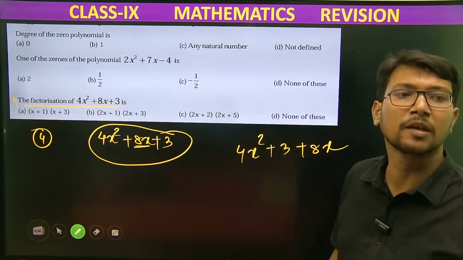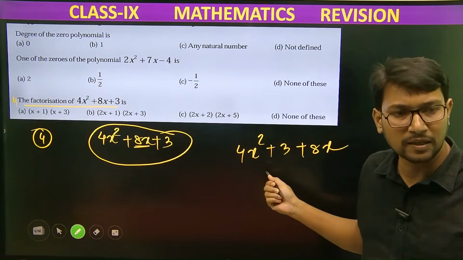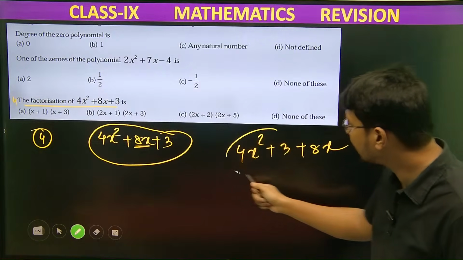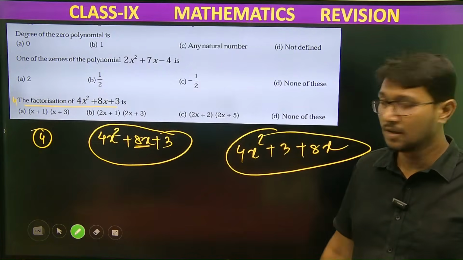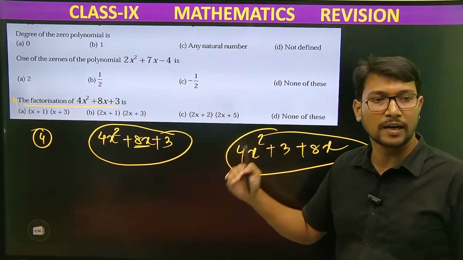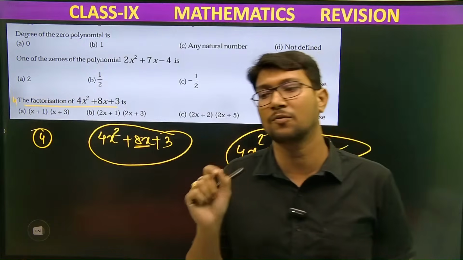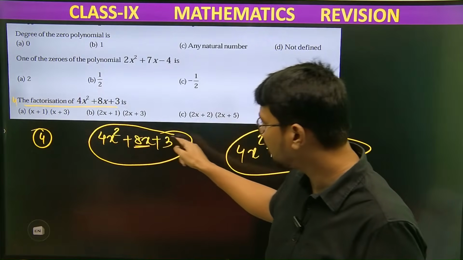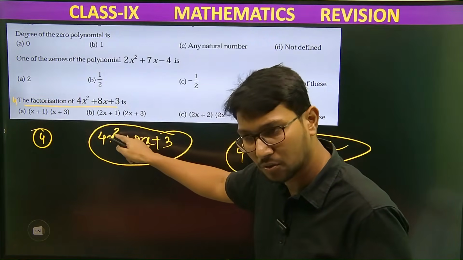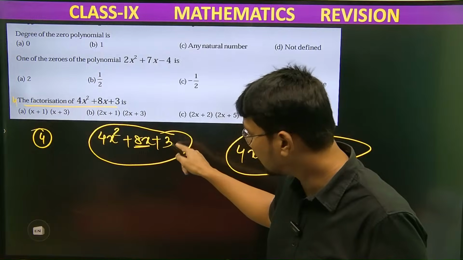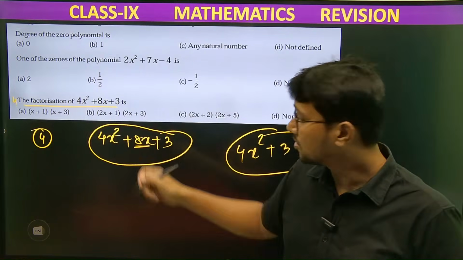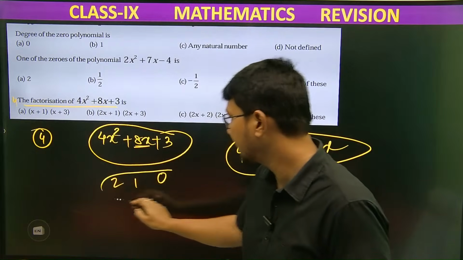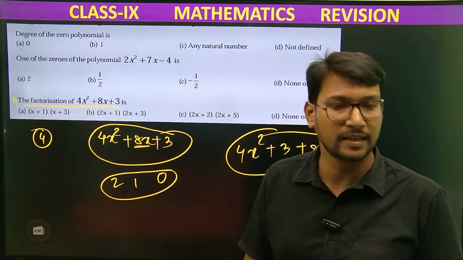Which one is the middle term then? Do you think 3 is the middle term? No, because this is not written in descending order. First, you have to write a quadratic polynomial in descending order to find the middle term, right? What is the power of x in the first term? 2. Then x power 1. Here x power is 0. So the written order is power 2, power 1, power 0. Hence, the middle term is 8x.